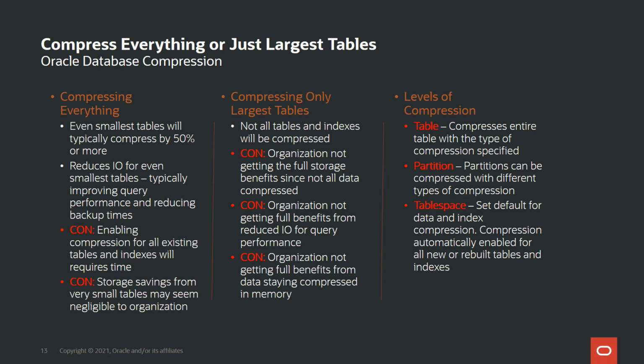And what our customers came to tell us was that even the smallest tables will typically compress by 50% or more. So it may not be a huge amount of savings for a small table, but there still is savings in terms of storage reduction. But the biggest benefit is that you'll still gain the performance benefits of compressing even the smallest tables. Reduced I/O, the data indexes will stay compressed in memory. So typically, you'll see better query performance for even your smallest tables, and some of those small tables may become memory resident. So compressing everything is definitely a possibility, and you'll get all the benefits by doing that.